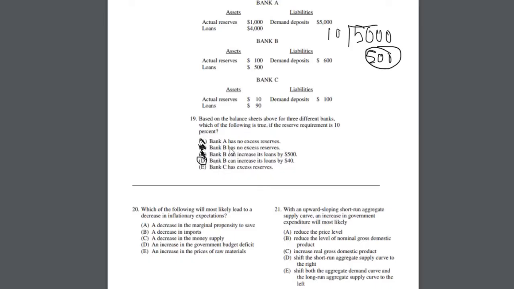And then let's go for E. Bank C has excess reserves. No, it does not. Reserve requirement is 10%, so they're required to hold $10. They have that $10, and they're loaning out everything else, so we know D is the correct answer.